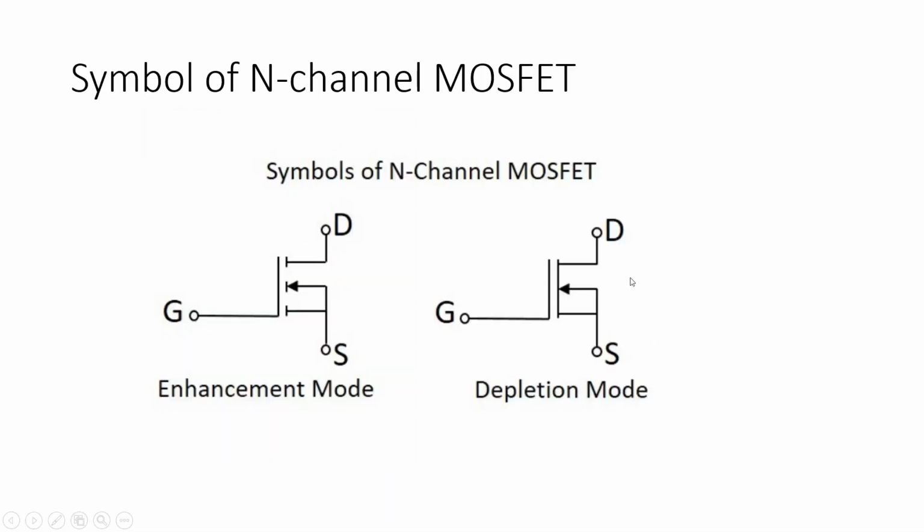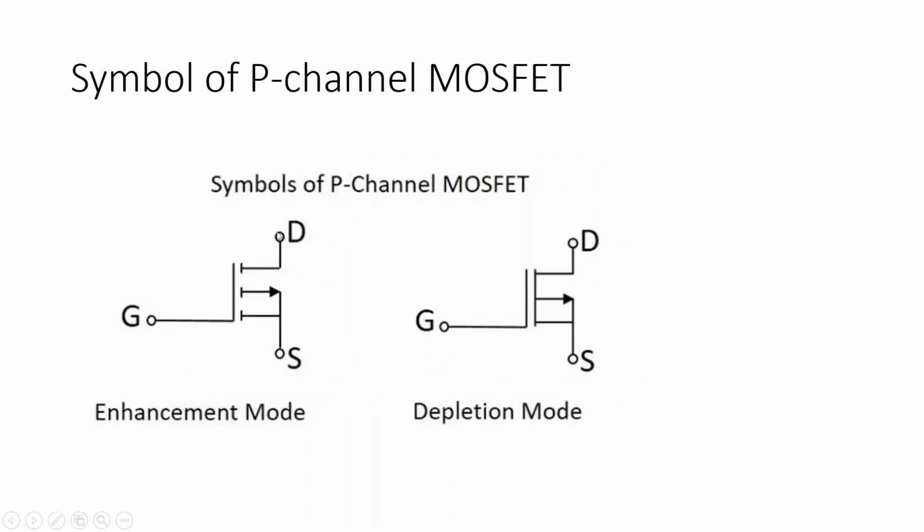This is the symbol of the N-channel MOSFET. There are 3 terminals: gate, drain, and source. This is the enhancement type, and this is the depletion type. The arrow for N-channel is inward here. This is the symbol of the P-channel MOSFET. The 3 terminals are there: gate, drain, and source, and this represents the substrate.